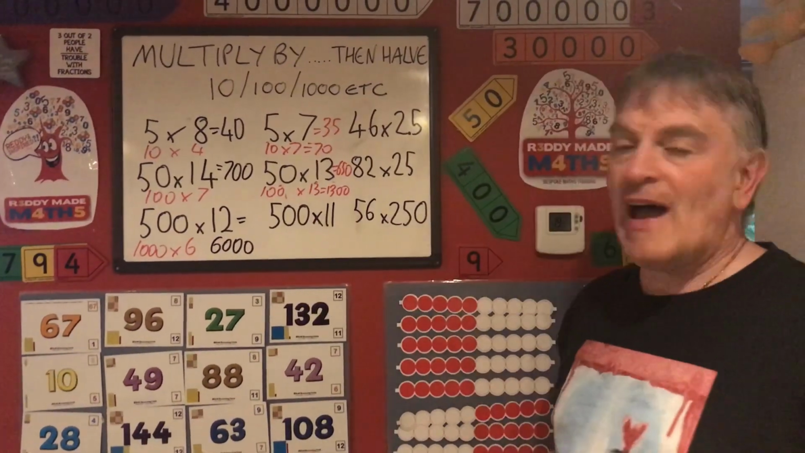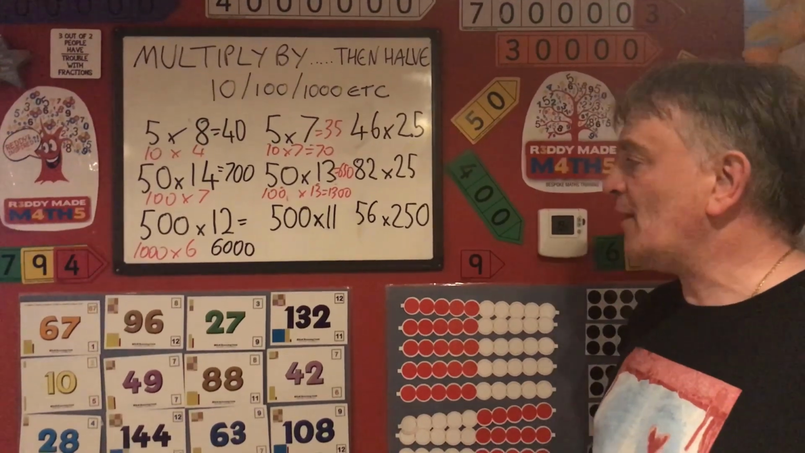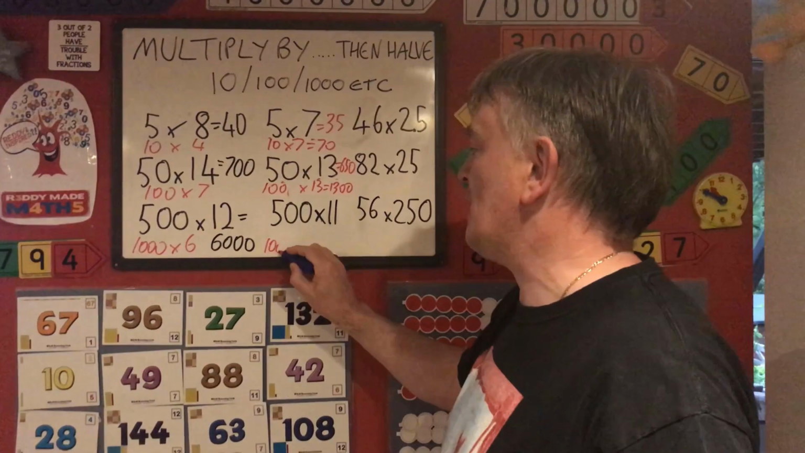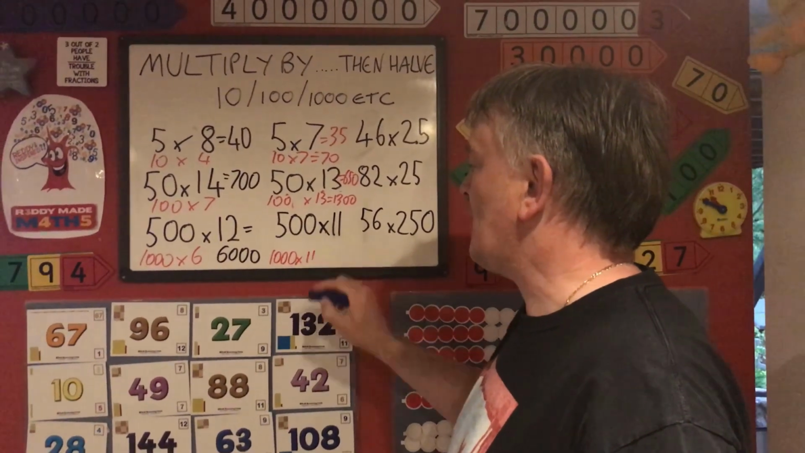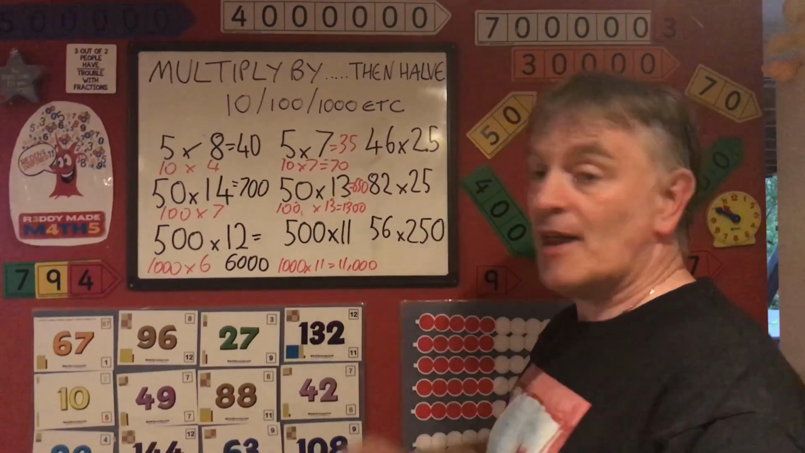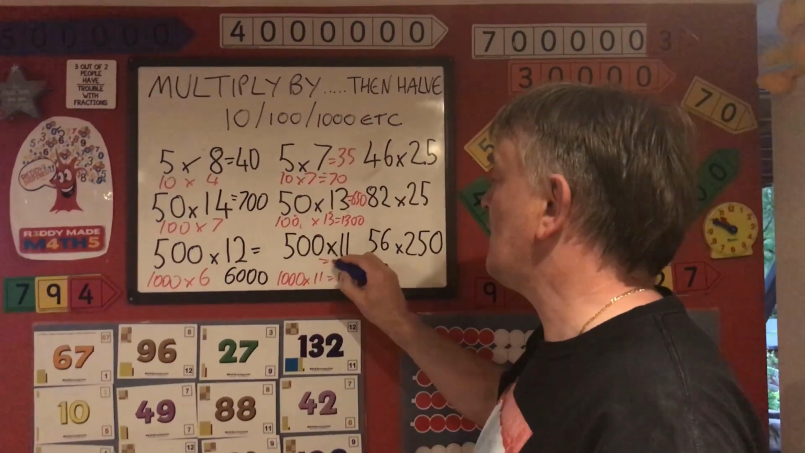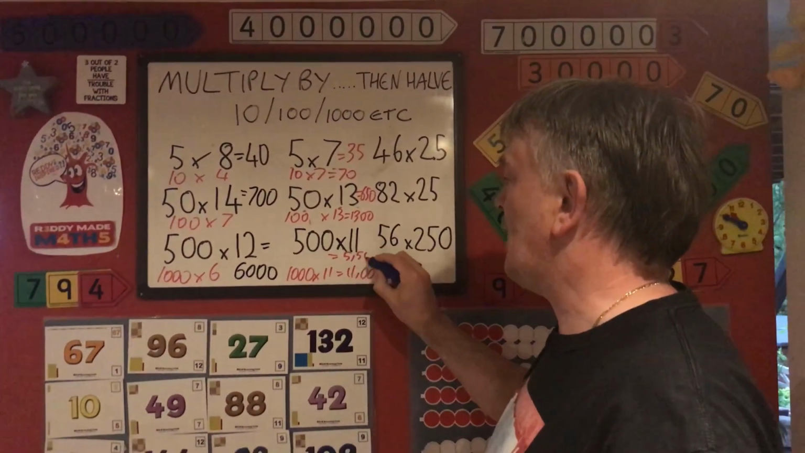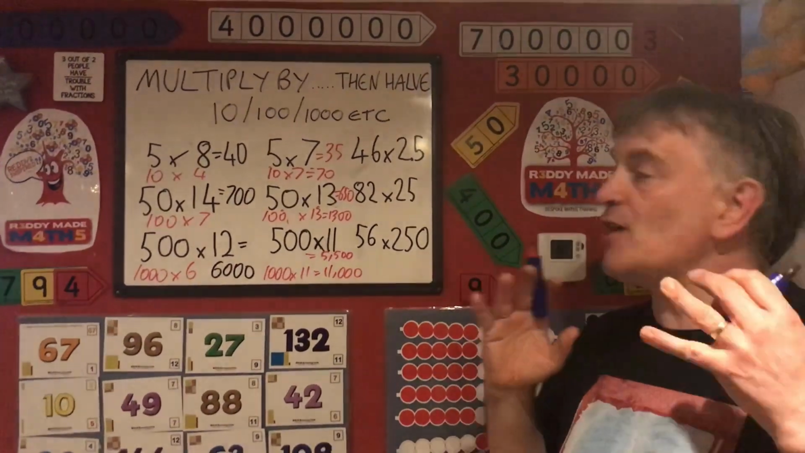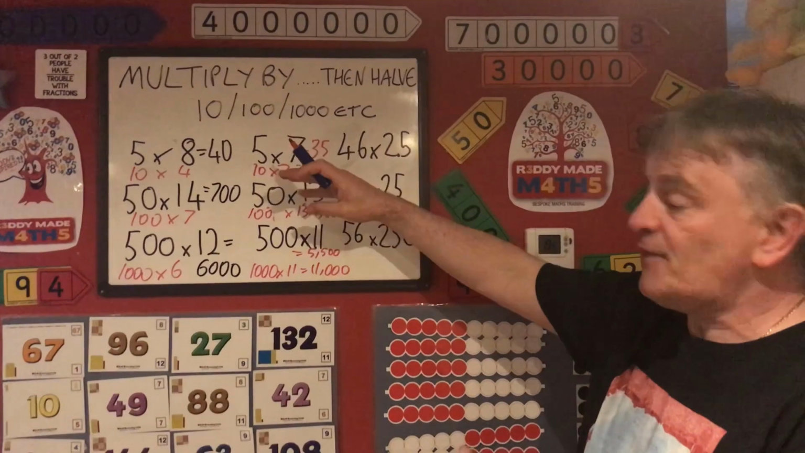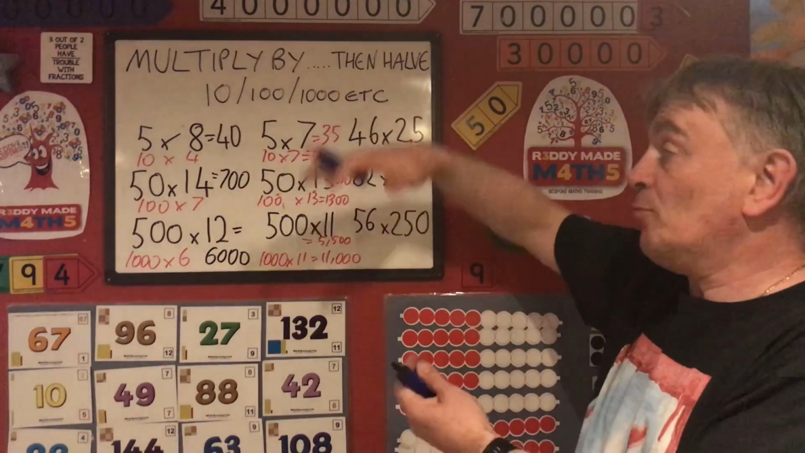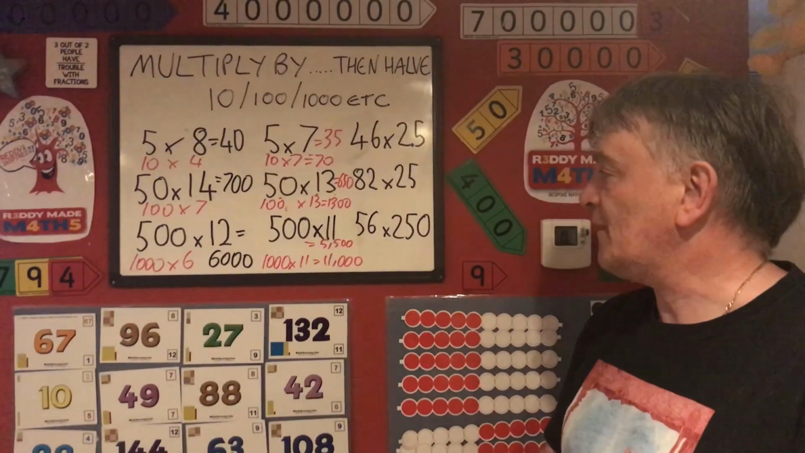And the final one, 500 multiplied by 11. Well, what's 1000 multiplied by 11? 1000 multiplied by 11, I'll just write that here. 1000 multiplied by 11 equals 11,000. And a half of 11,000 is 5,500. So what this is giving us is an alternative strategy. When we see a number that is a 50 or a 500, we can make it much easier by multiplying by double that and then halving the answer.